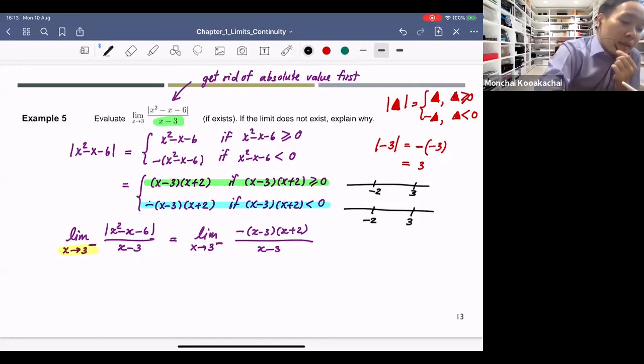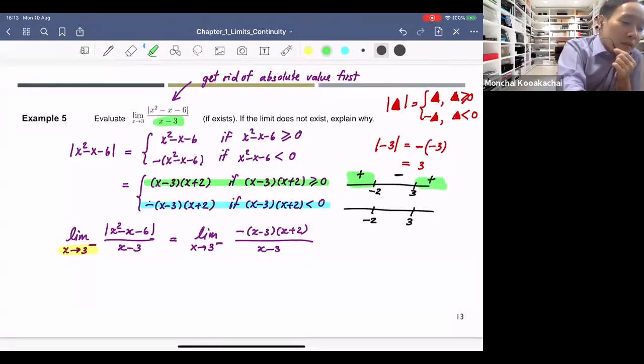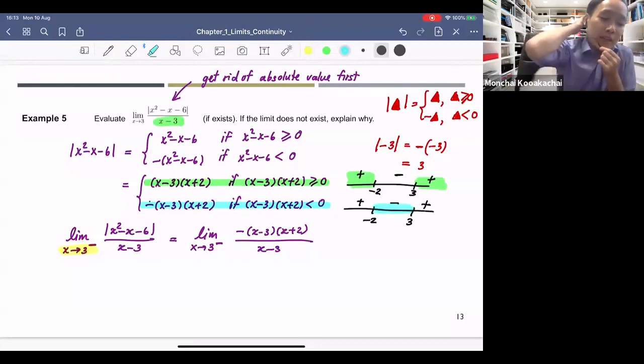So the sign pattern for the green function is plus, minus, plus, right? This is a technique that you can learn from some high schools, but not every high school. So we see the greater than or equal sign, so it's going to be something below negative 2 or something above 3. For the same thing, plus, minus, plus. The case that I highlighted in light blue is the case when x is in between negative 2 and 3.